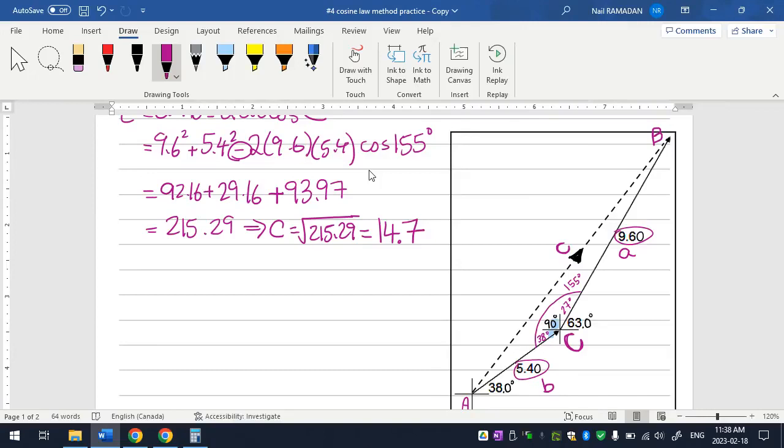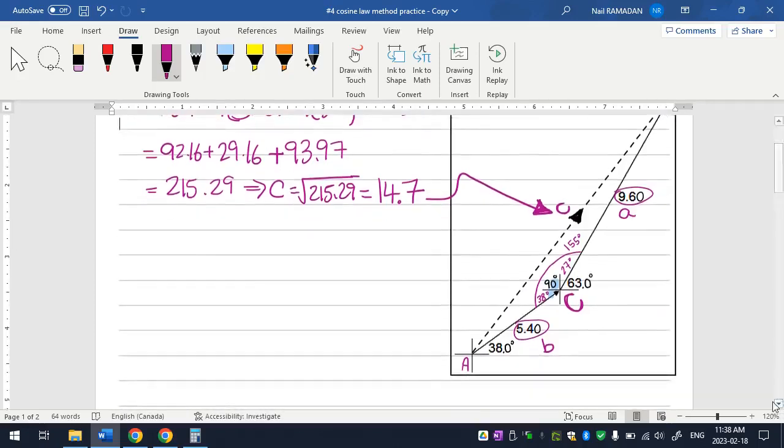So this now is right here. That's it. This is the 14.7. So now time to what? Time to find the angle at the start vertex, which is this angle right here. Just this part. Okay. So this part will be A. So that means I need to use the sine law. So I do sine A over A, sine B over B, sine C over C.